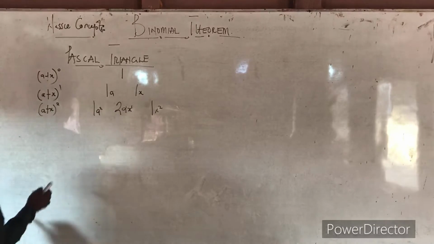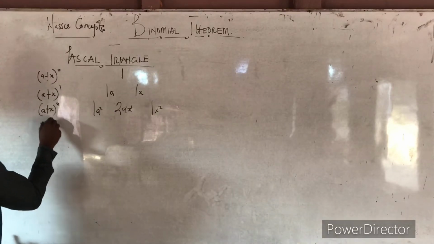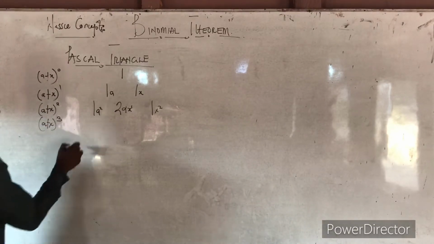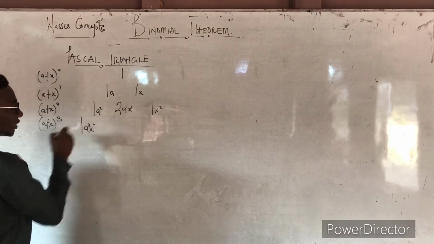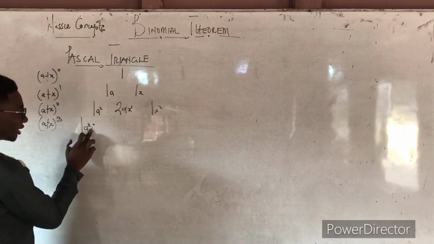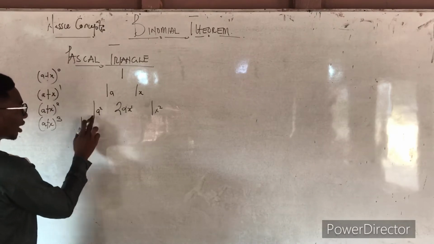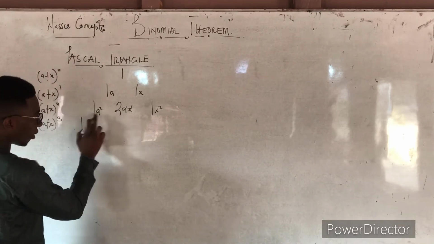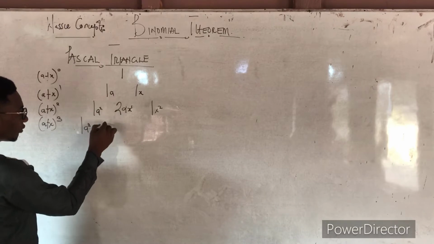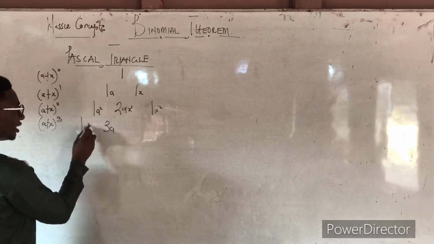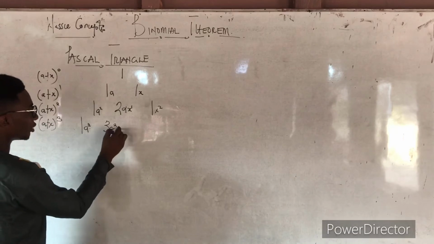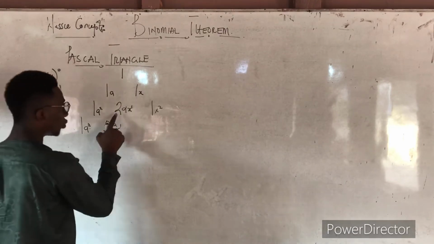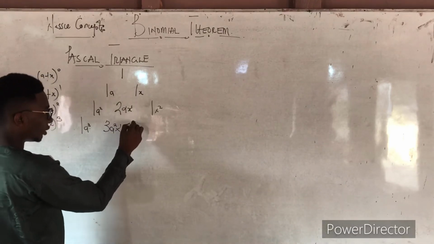And now we have a plus x raised to the power 3. You get 1a cubed, with x to the power 0, which will obviously be 1. And you come here: 1 plus 2 gives you 3, so in the middle is 3. The a is decreasing, and the x was 0 here, now x becomes 1. This is also 2 plus 1 in the middle here, which is also 3.